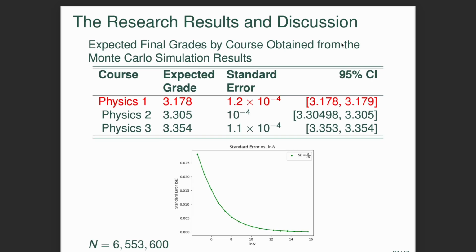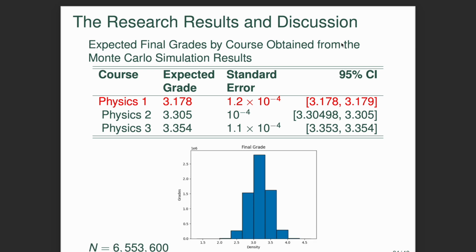Now, let's look at the results of the Monte Carlo simulation. For Physics 1, the simulation yields an expected final grade of 3.17, with a very small standard error and a narrow confidence interval. As shown in the chart, the result converges as the number of simulations n increases, reaching stability around 6 million simulated students. The histogram reflects this convergence and confirms the accuracy of the expected value.